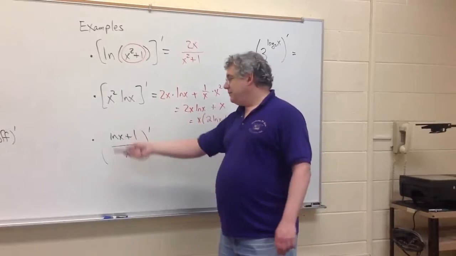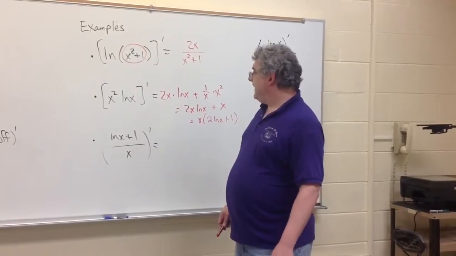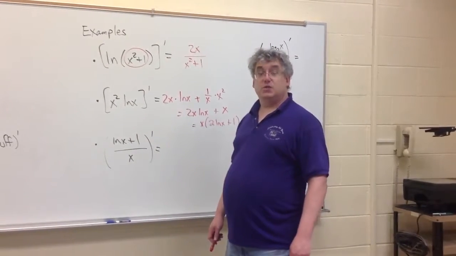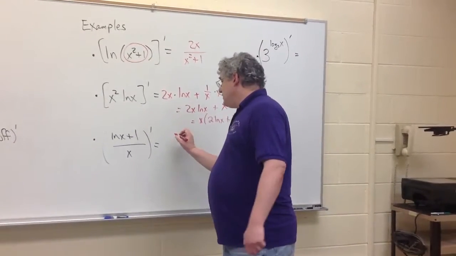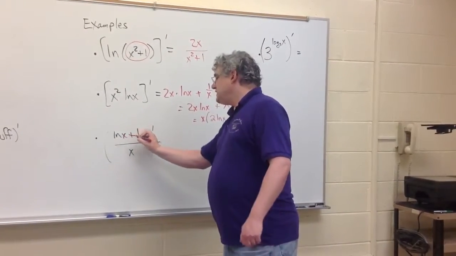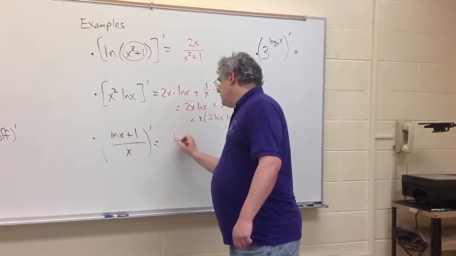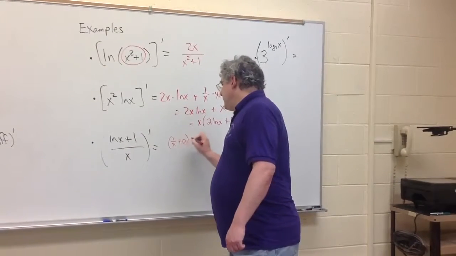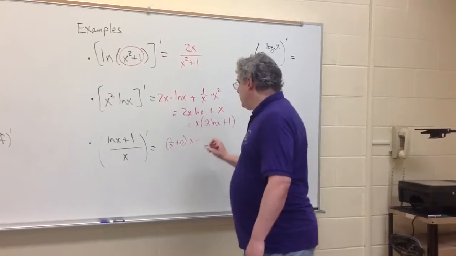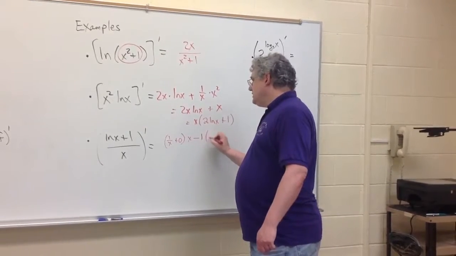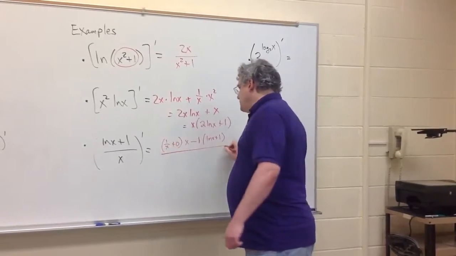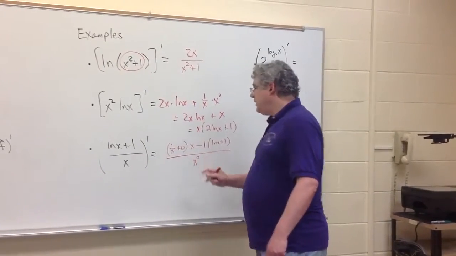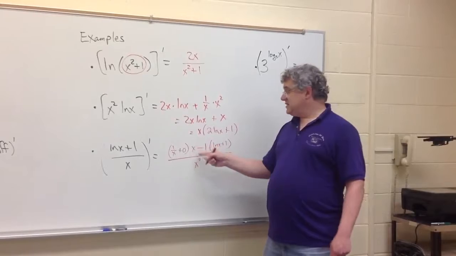Let's try this. Let's tackle this one now. It's a quotient. So we have to use the quotient rule. When you take the derivative of a quotient, it's the derivative of the top, which is 1 over x plus 0, times the bottom, minus the derivative of the bottom, which is 1, times the top, over the bottom squared.